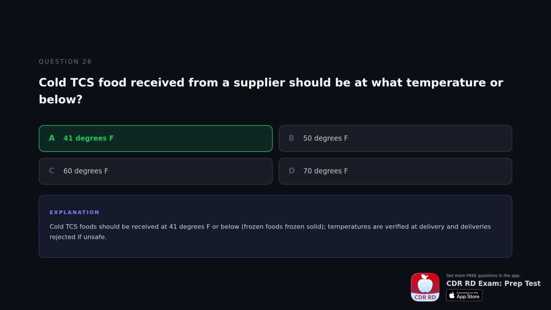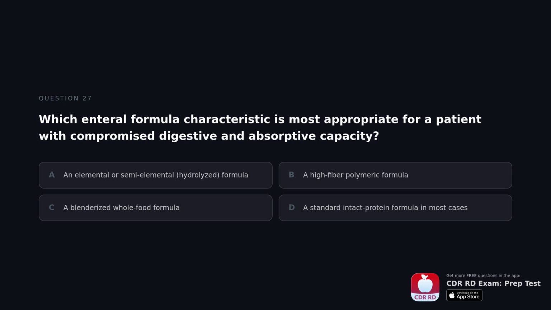The correct answer is 41 degrees F. Cold TCS foods should be received at 41 degrees F or below. Frozen foods should be frozen solid. Temperatures are verified at delivery and deliveries rejected if unsafe. Which enteral formula characteristic is most appropriate for a patient with compromised digestive and absorptive capacity?